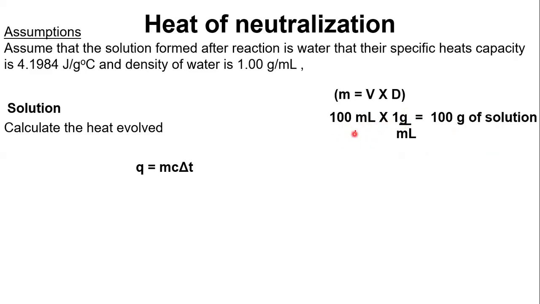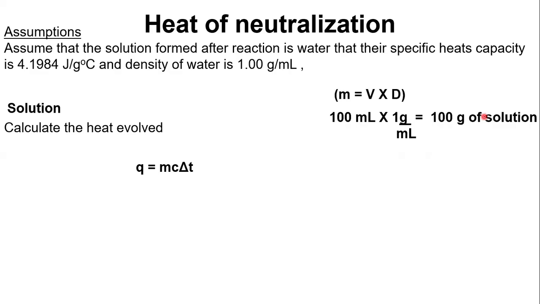And then when the reaction is complete, we form water. So at the end of the reaction, the only liquid in the medium is water, right? And the density of water has been given. We all understand that density is equal to mass over volume. When you change the subject, mass will be equal to volume times density. And then per the calculation here, we get 100 grams of the solution, right? Good.